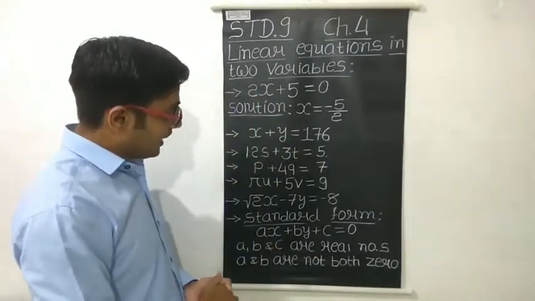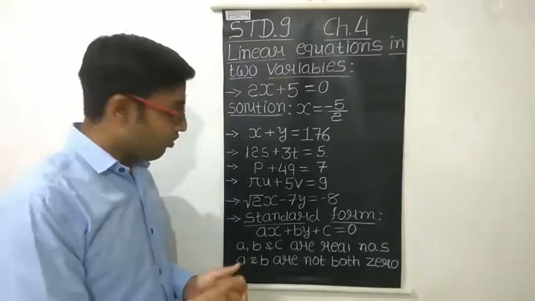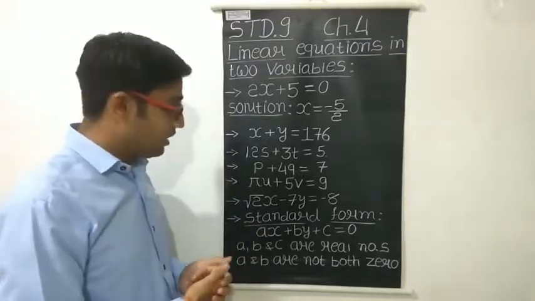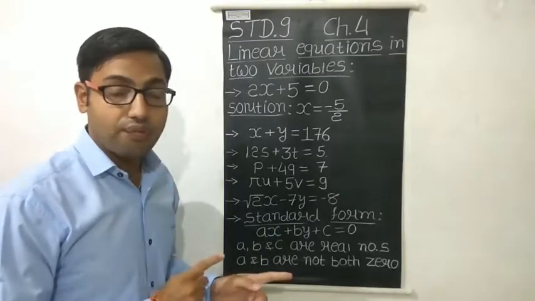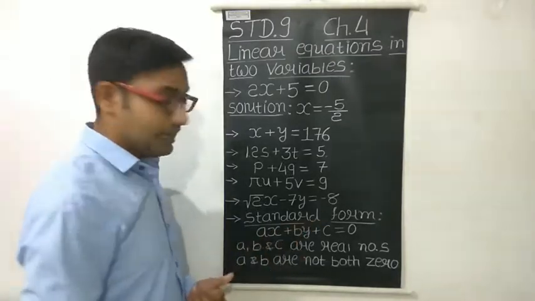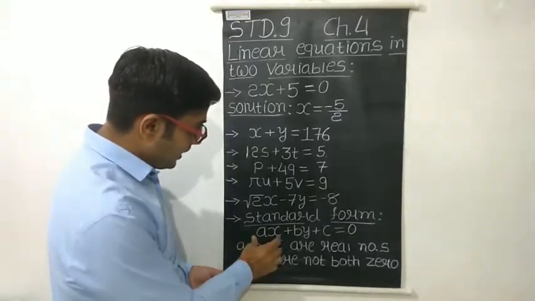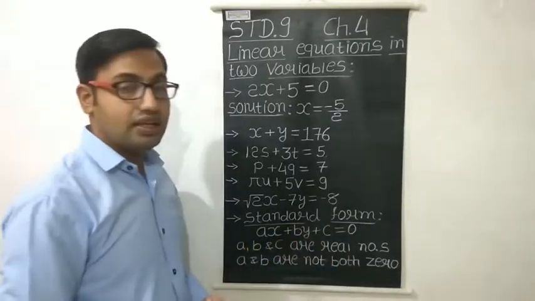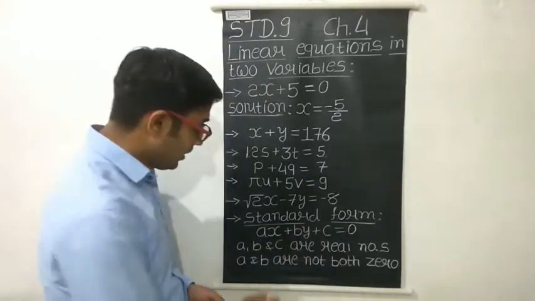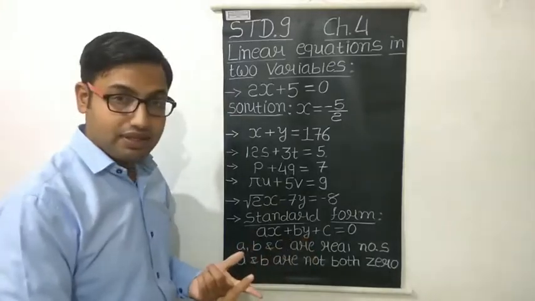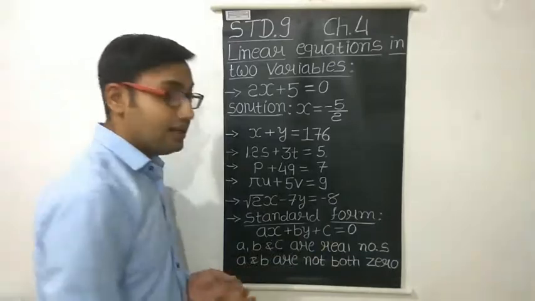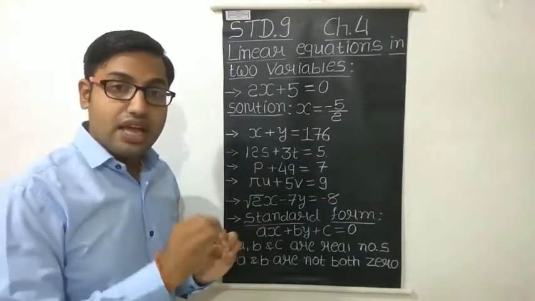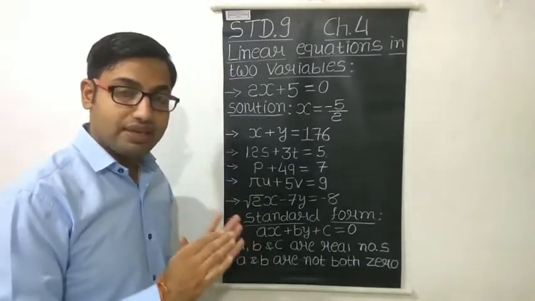Okay, so can we write down the standard form of this kind of equation? Yes. So how can we represent a linear equation in two variables in standard form? The standard form of a linear equation in two variables is ax plus by plus c is equal to 0. Here x and y are the variables. What are a, b and c? A, b and c are real numbers. They are constants.